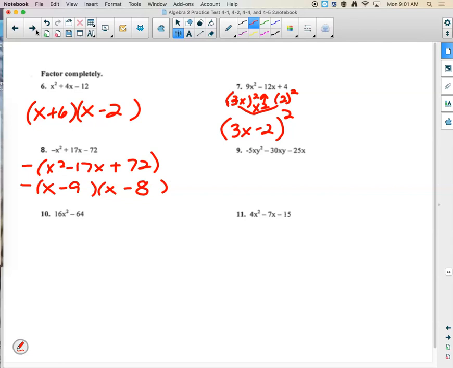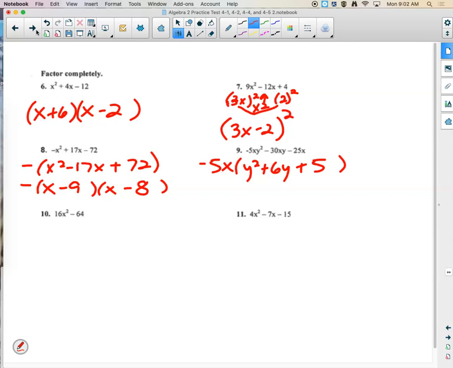Oh my, number 9. Oof. I think there's a greatest common monomial factor there. What do we have? A -5. Anything else? And an x. We got a lot we can pull out of that one. So again, you can just think backwards. -5 times something will give me -5xy squared. Oh, it's only missing the y squared. -5 times something gives me 30xy. -5x times something plus 6y. -5x times something will give me -25x. That's a plus 5. We might not be done.